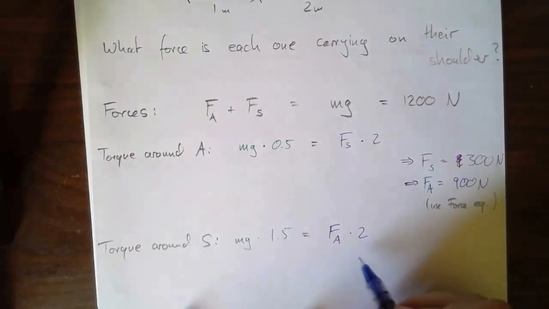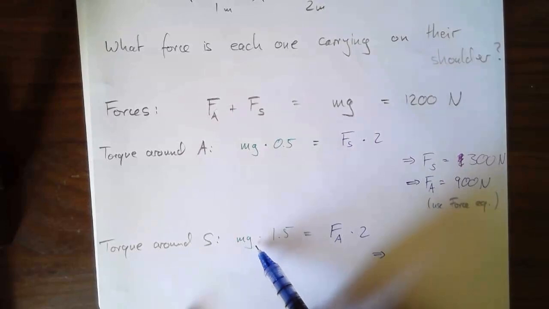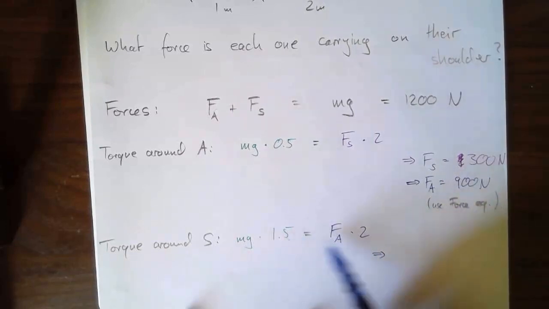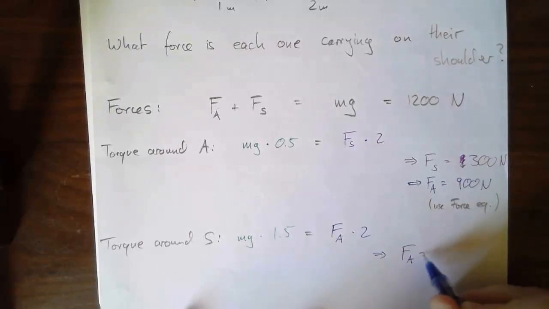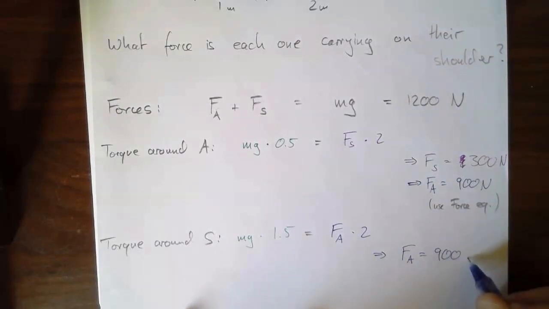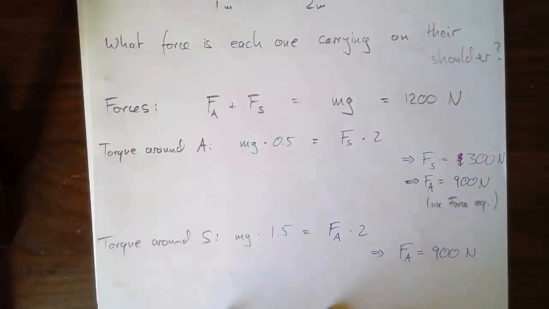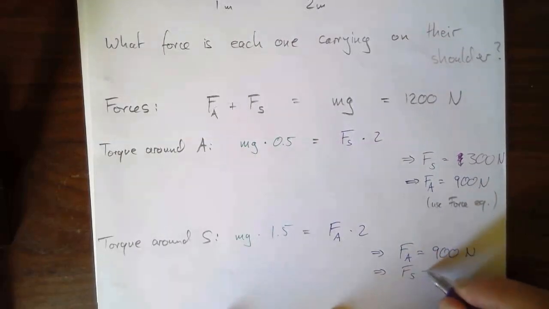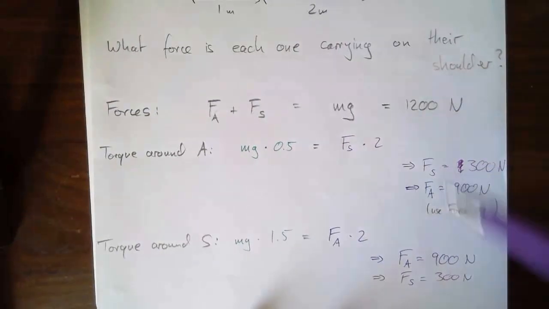So now we can solve this, and we'd find right away from this is 1200. 1200 times 1.5 is 1800. Watt times 2 is 1800, 900. So we get the same answer, except we find them in the opposite order. And then, of course, the rest just follows again from the force equation.